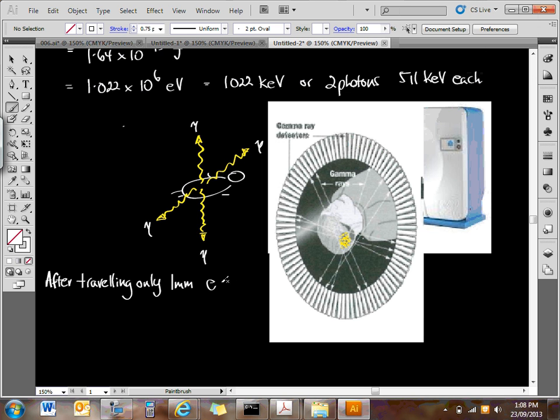After travelling about 1 millimetre, this positron will slow enough to interact with an electron. And so the beauty of this is it's not so far. So we know that these emissions are coming from within 1 millimetre of the original nucleus.